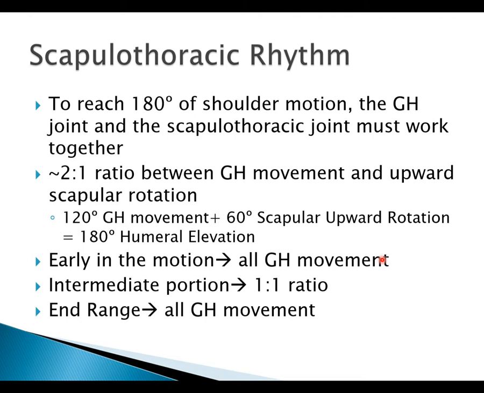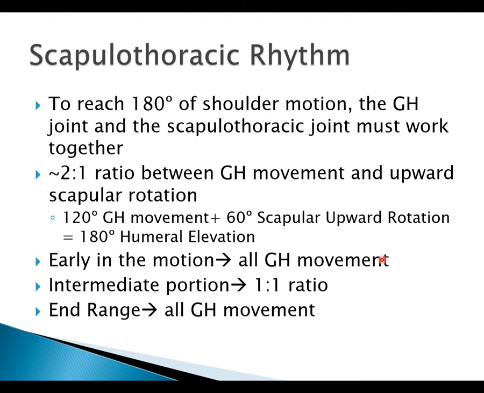And we have that because both the glenohumeral joint and the scapula are moving. In order for the scapula to move, we have to have the AC joint and the SC joint move. So all four of the joints are moving together in order for us to get the full 180 degrees of motion. Now, how much the scapula moves and when it moves is pretty predictable. So we call that the scapulothoracic or scapulohumeral rhythm.